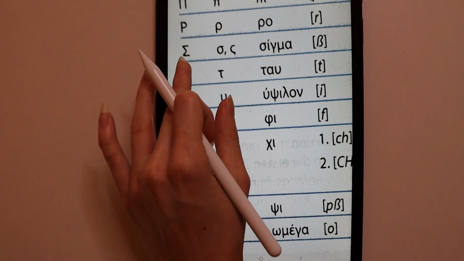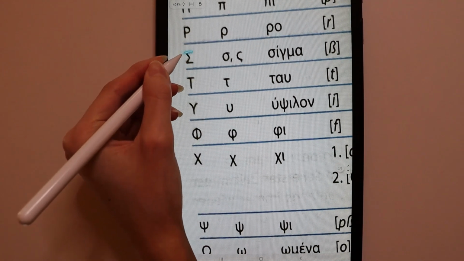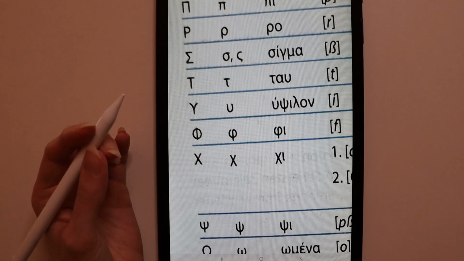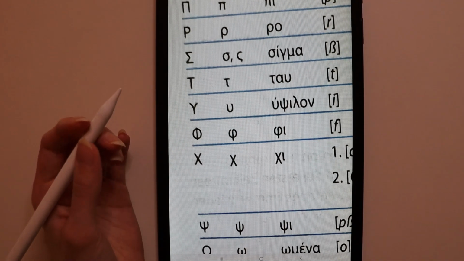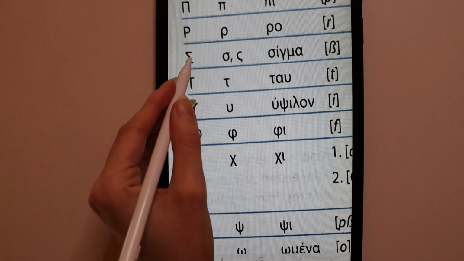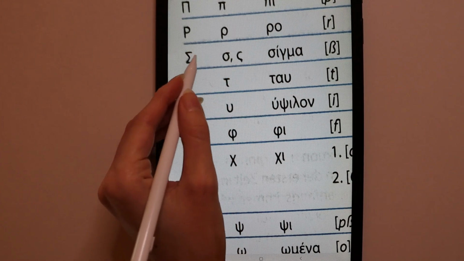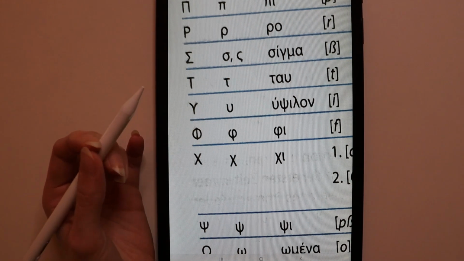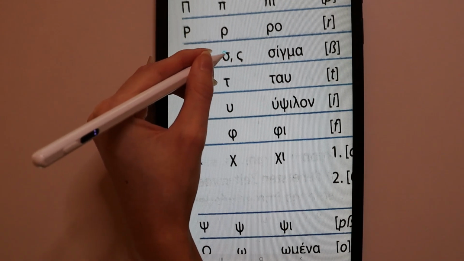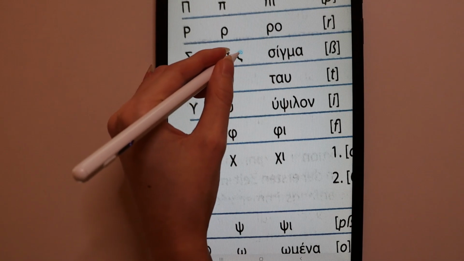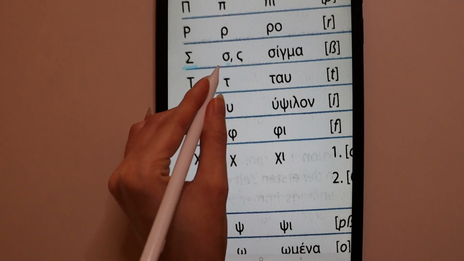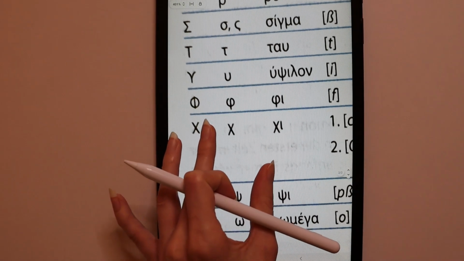And then we have sigma. Sigma is an S, like a sharper S, just as in English, like in safe. Sigma has three different forms instead of just two: an uppercase letter and two lowercase letters. One of them is used in the middle of words and the other only at the end of words. Sigma is an S.